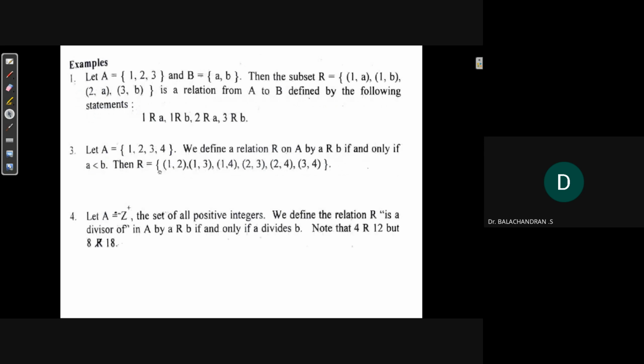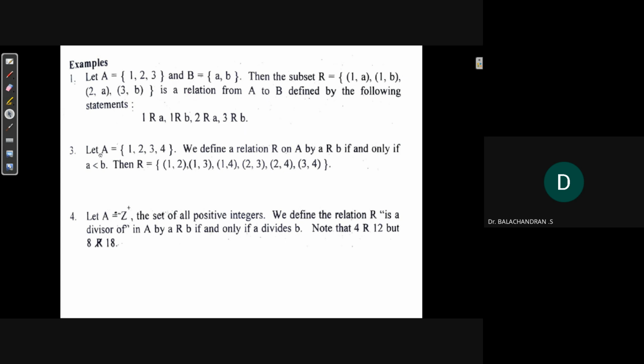Now the next examples for relations. Suppose A is the set {1, 2, 3}, B is the set {a, b}, then the subset R equal to {(1, a), (1, b), (2, a), (3, a)} is a relation from A to B, because this is a subset of A cross B. It is defined by: 1 is related to a, 1 is related to b, 2 is related to a, 3 is related to a.